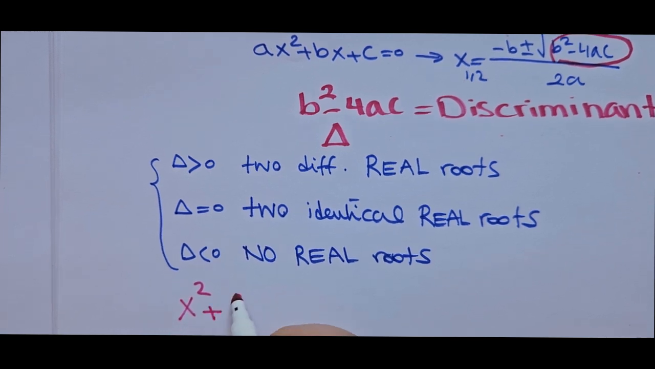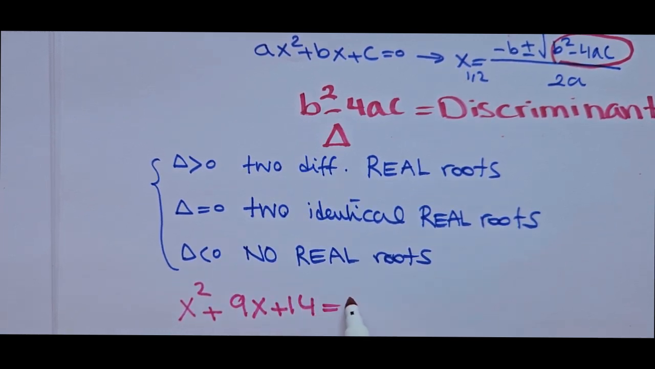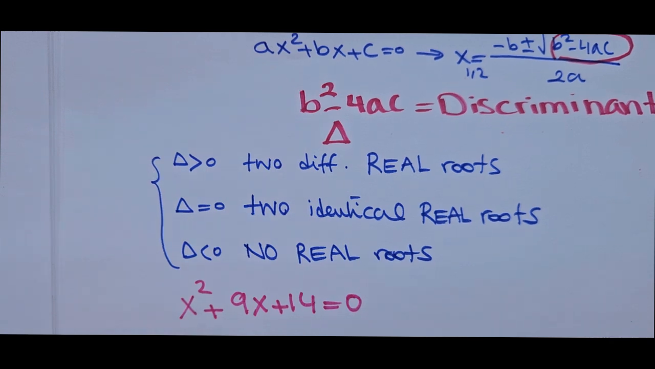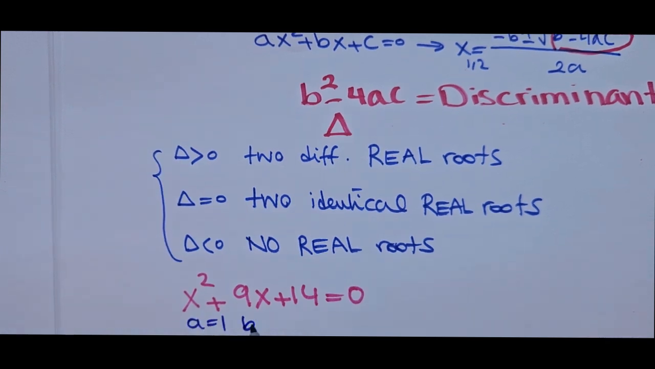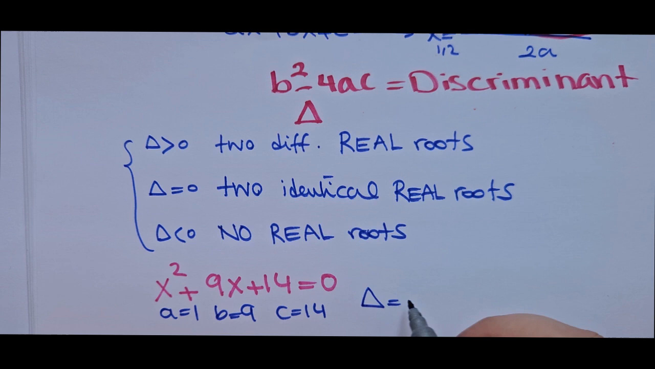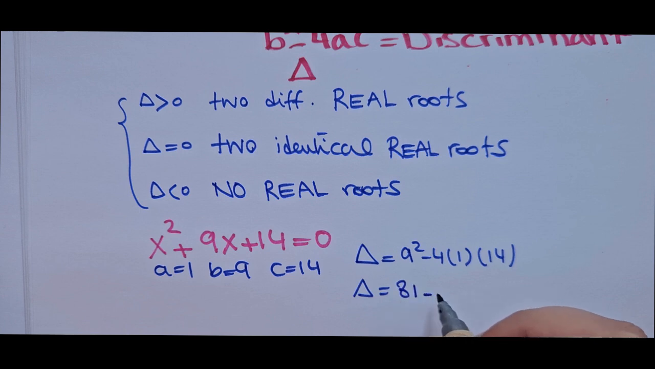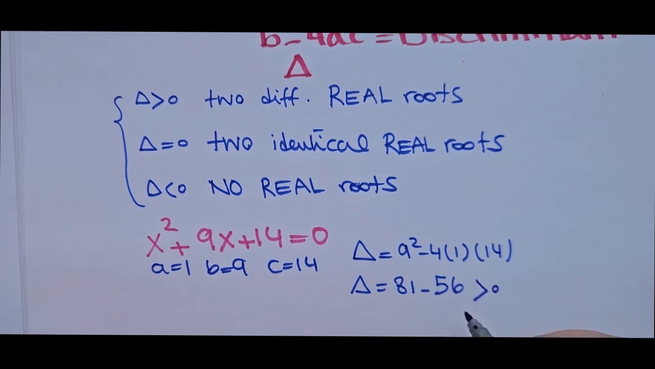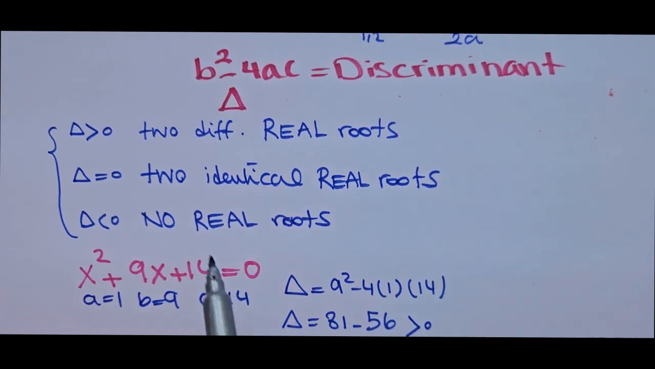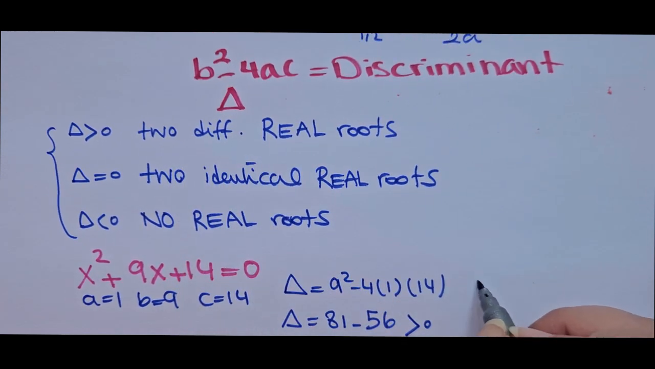So the first one is x squared plus 9x plus 14 equal to 0. Let's start solving this. Here a is 1, b is 9, c is 14. If I want to find the discriminant, it's b squared minus 4ac. So that would be 81 minus 4 times 14, which is 56. So it is definitely greater than 0. It is actually 25. So according to this, we should have two different real roots, right?